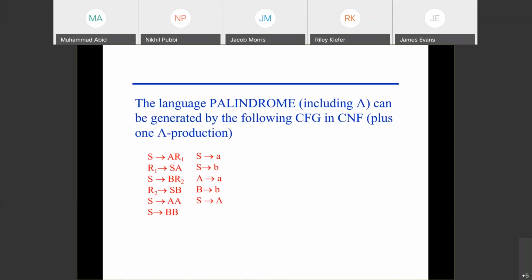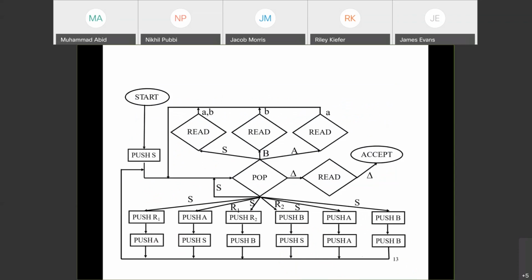So look at this one. We have this grammar here. Now we have 1, 2, 3, 4, 5, 6. It means that we will have 6 push stacks in our design. So look at this one. We start, push, and we have this fixed design. And then we have this 1, 2, 3, 4, 5, 6. Because of the 6 production rules, we have 6 push states.